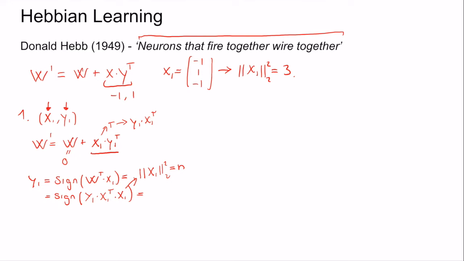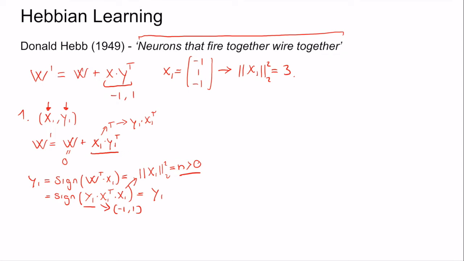So then this is a positive value, so it won't change the sign, and we are left with y1, which means that the sine of this is going to be equal to y1, because y1 can only be either minus 1 or 1. And this is positive.